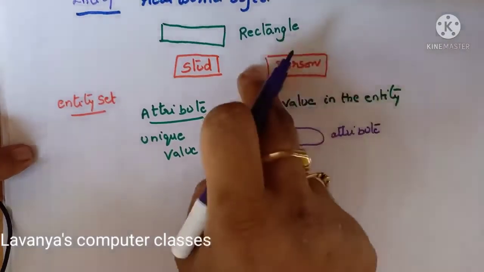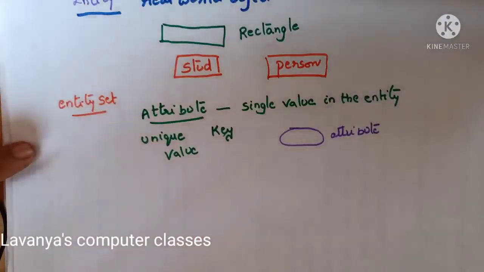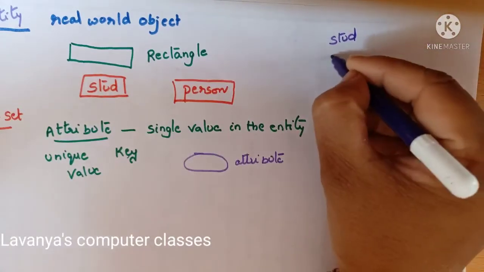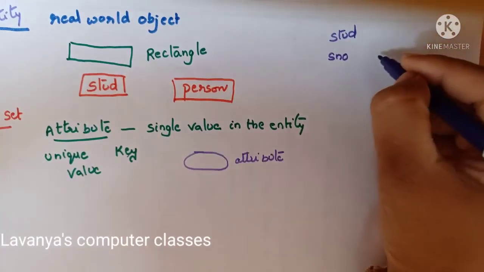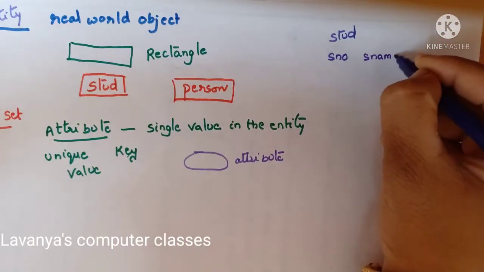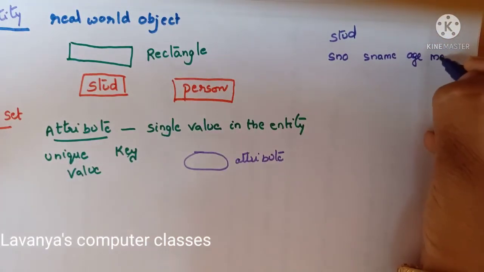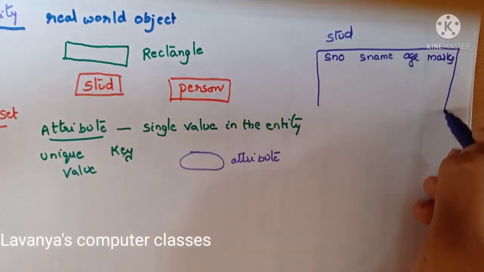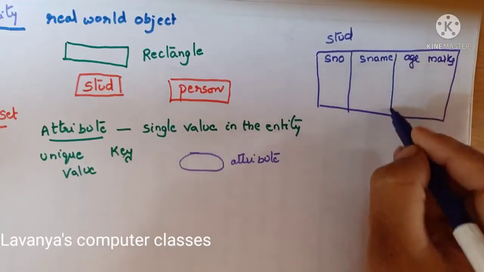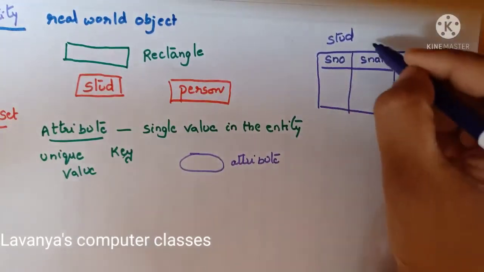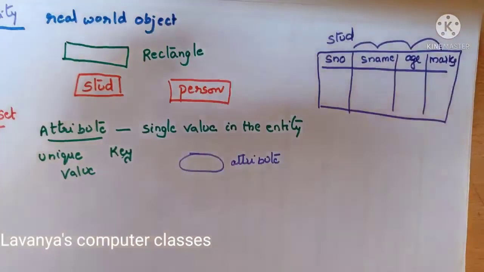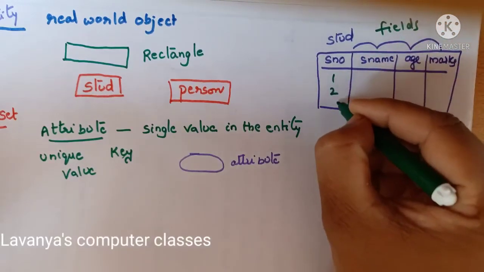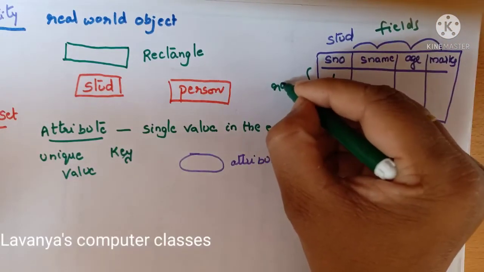For example, student. Already in the previous videos I explained the student table. How a student table looks is like this. The student table contains fields like the serial number, student name, years and marks. Already in the previous videos I explained this is the table structure, database structure. Table means collection of rows and columns. So these are all known as fields, and these horizontal lines are called rows or records.